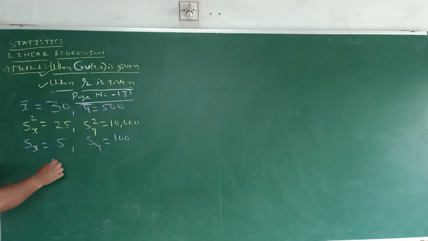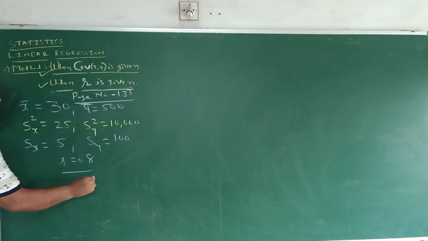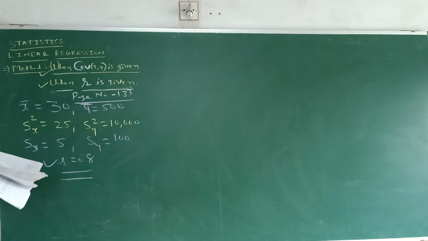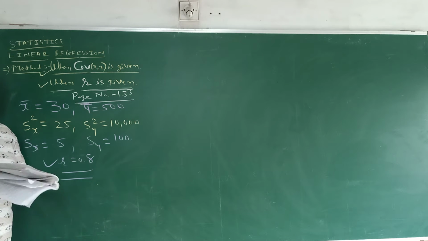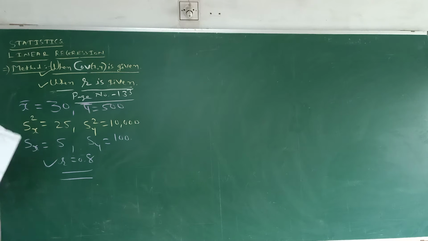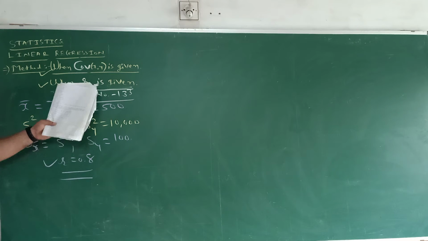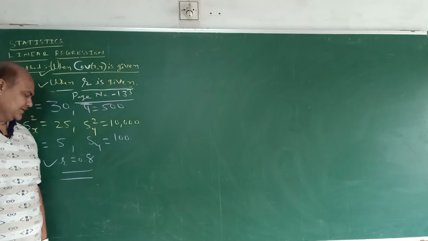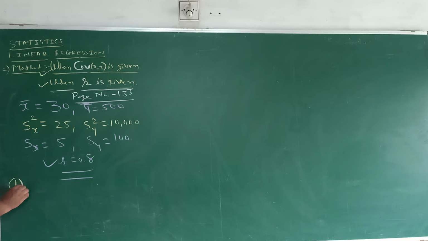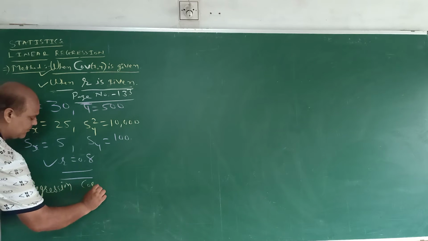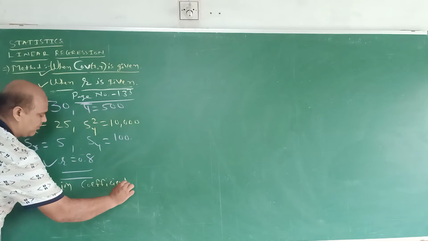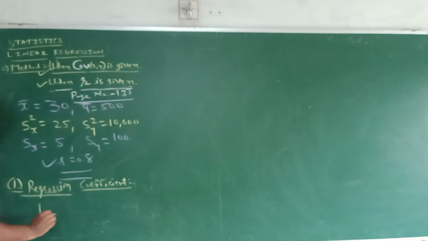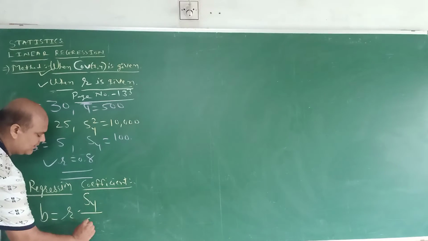Then they provide us R. R means correlation coefficient, that is 0.8. So when R is given, that is the method of this particular sum. Our first step is regression coefficient. Regression coefficient is denoted by B. B is equal to R into Sy upon Sx.